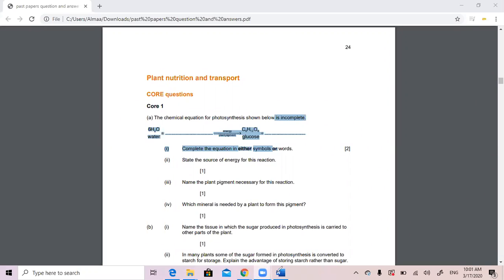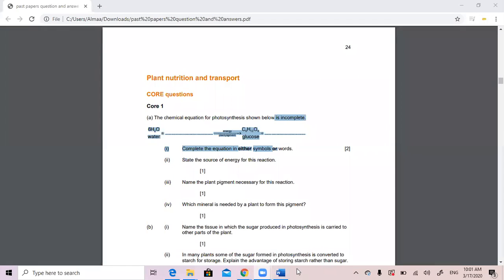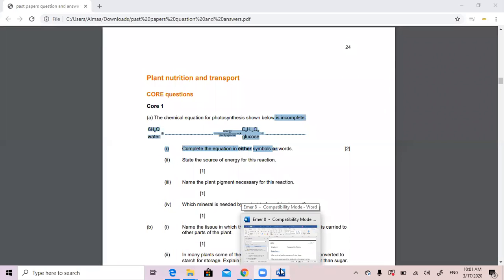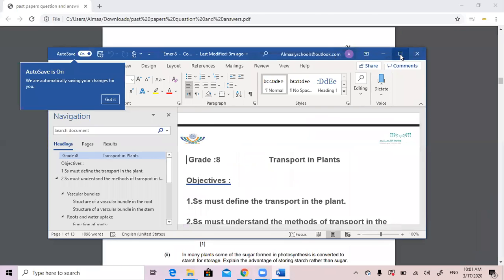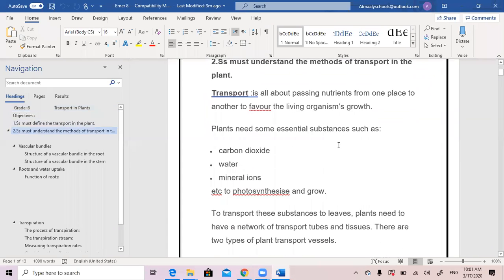We talked about plant nutrition, transport, and nutrition and transport. But we arrived at transport in plants. And you see that the transport in plants we said before. What is the transport? We covered all of them.